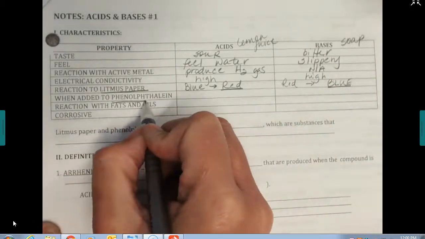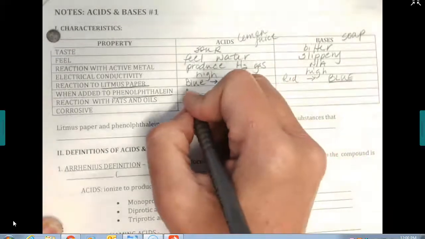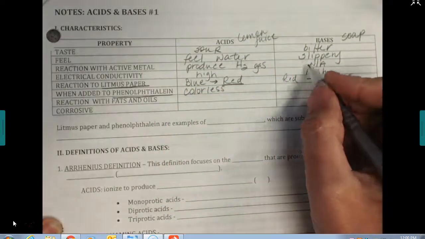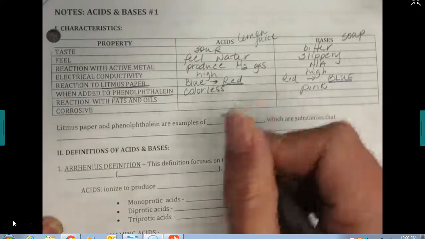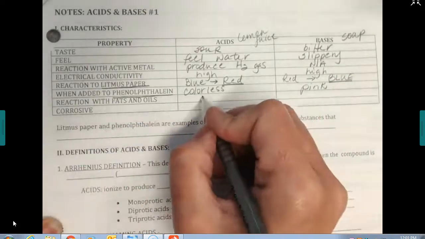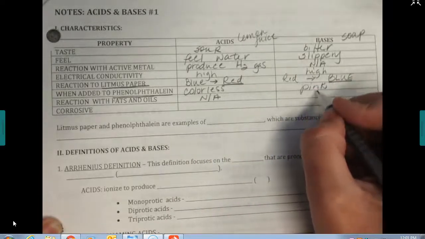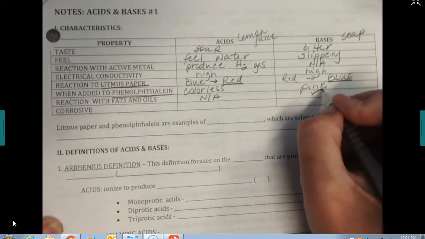When added to phenolphthalein, remember that was the indicator that we used in class, we saw it colorless or translucent for an acid. And for a base, it was pink. Reactions with fats and oils: an acid does not react. However, that's why we use soap, because bases do react.